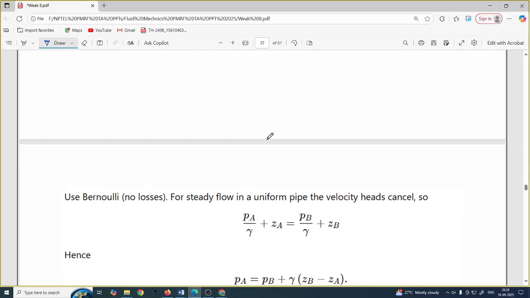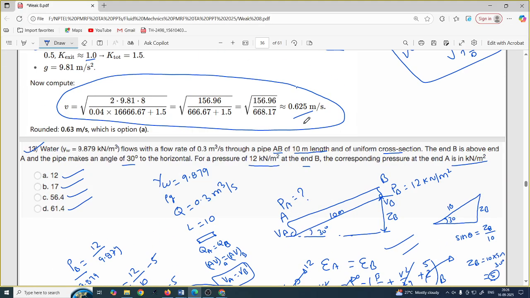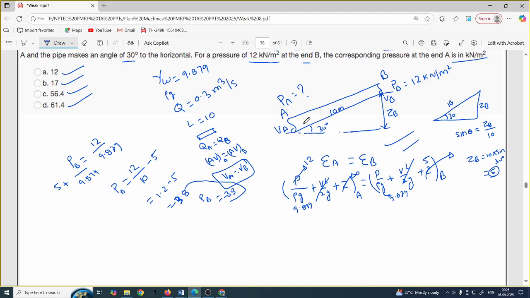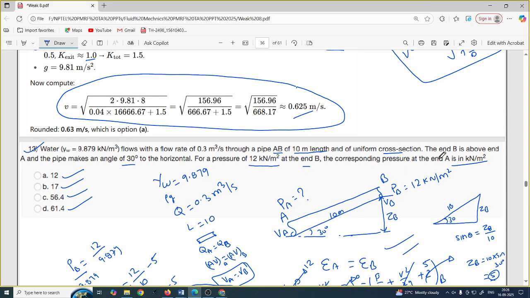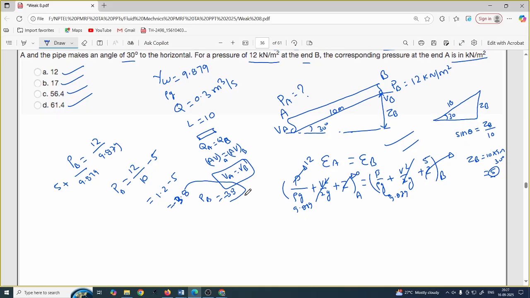I have the final solution, so don't worry. Because the velocity is the same, we focus on the piezometric head. P by rho g, and rho g here means gamma w is given. So your PA is equal to, oh sorry, for the pressure B we have the pressure. So here is a mistake. Where is the mistake?